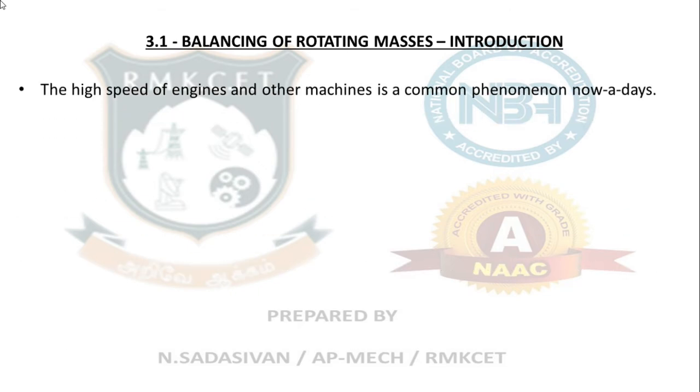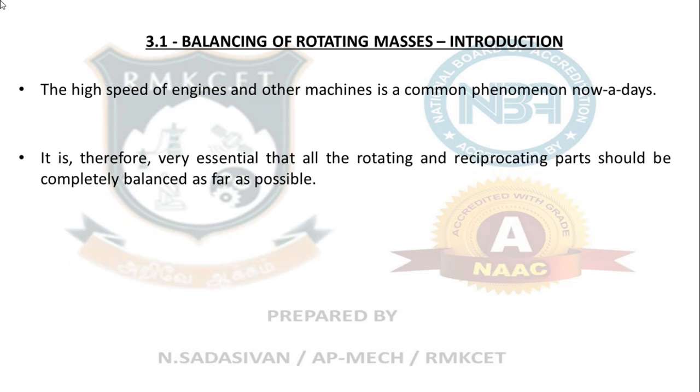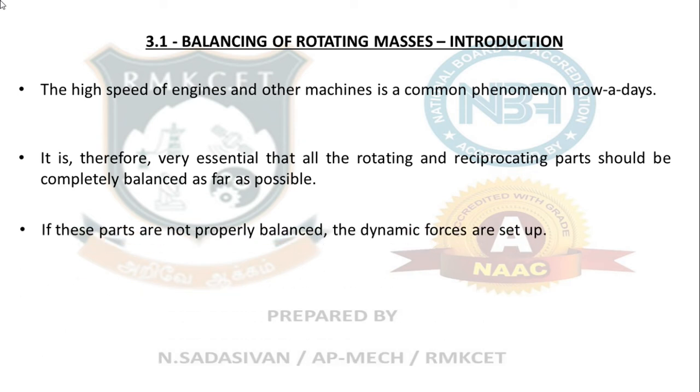The high speed of engines and other machines is a common phenomenon. We keep on increasing the speed of our machinery. It is not going down. It keeps on increasing. It is very essential that all rotating and reciprocating parts should be balanced. For example, take a fan. If your fan is unbalanced, it will keep shaking, and one day it might cause a fatigue failure of the shaft carrying the fan, and it will fall on the head of people. So it should be perfectly balanced. It should not create any oscillation, or the vibration should be as minimum as possible.